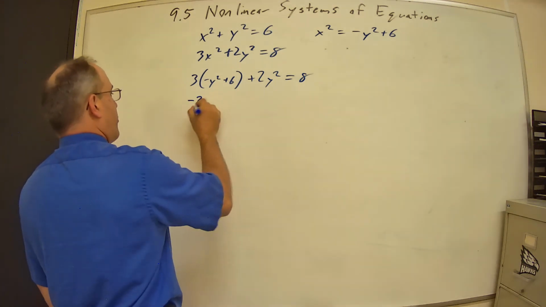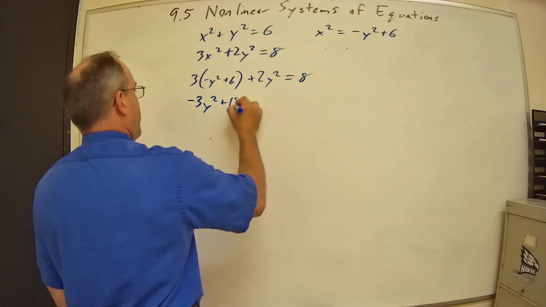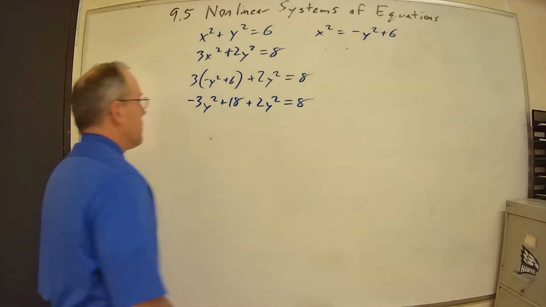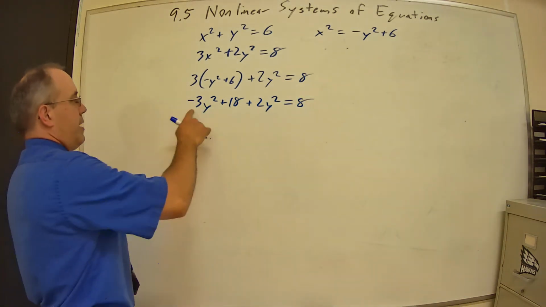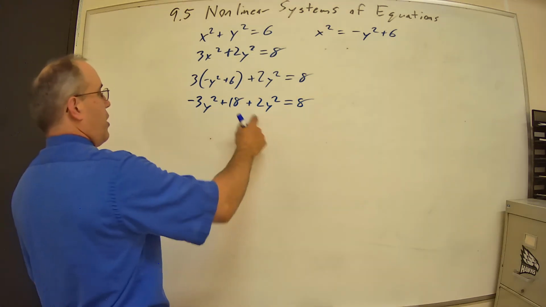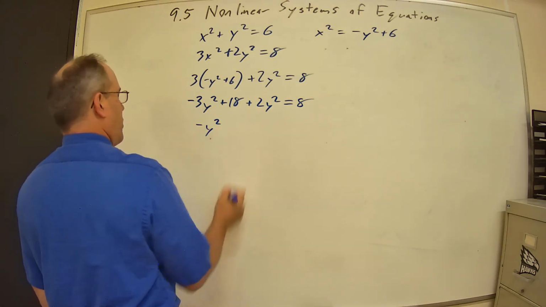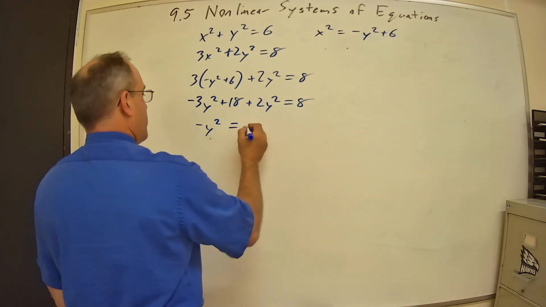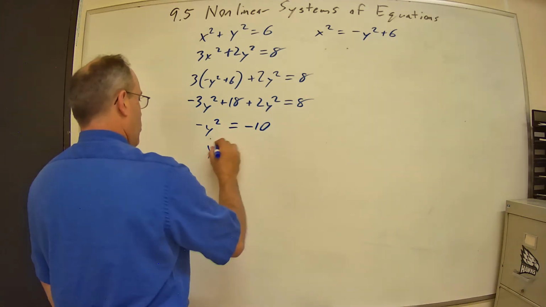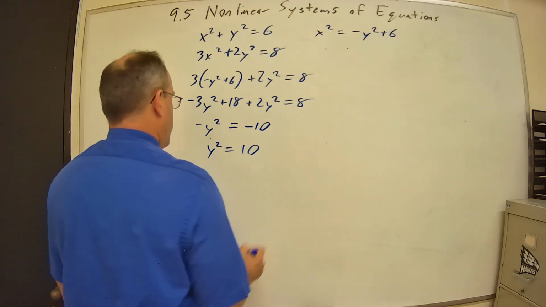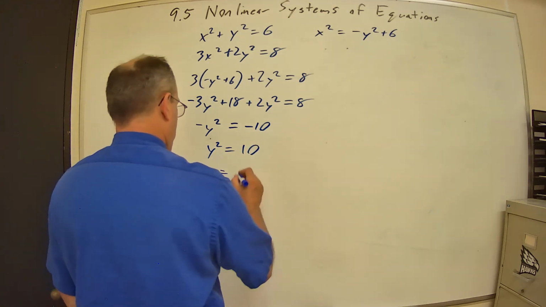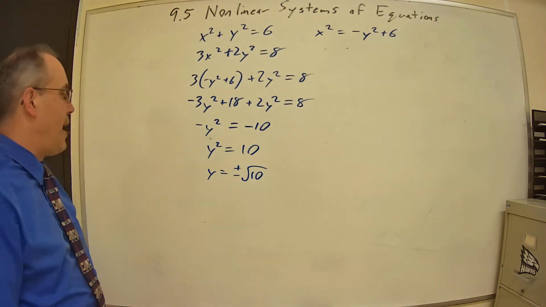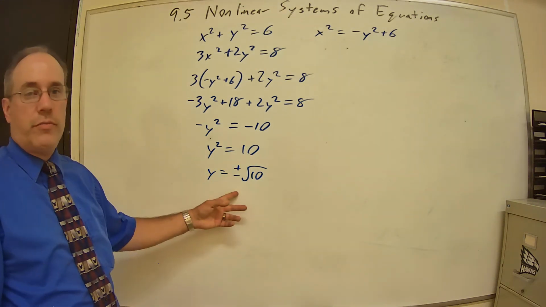Distribute through, negative 3y squared plus 18 plus 2y squared equal to 8. Negative 3y squared plus 2y squared gives us negative y squared. Subtract 18 from both sides, you get negative 10. So y squared is equal to positive 10, or y is equal to plus or minus the square root of 10. So now I have my y values.